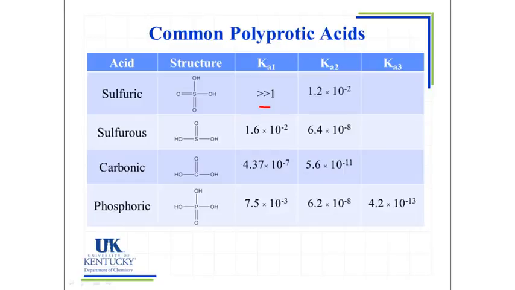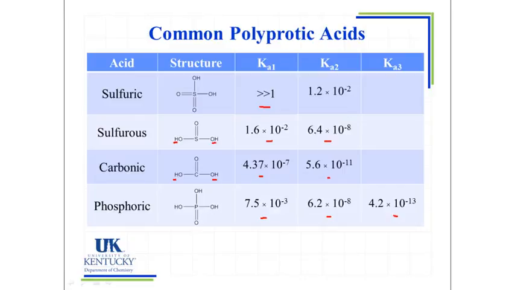Sulfurous acid has 2 ionizable protons, so it has 2 Ka values. Carbonic acid also has 2 Ka values for each of its ionizable protons. Phosphoric acid actually has 3 ionizable protons, and for that it has 3 Ka values.